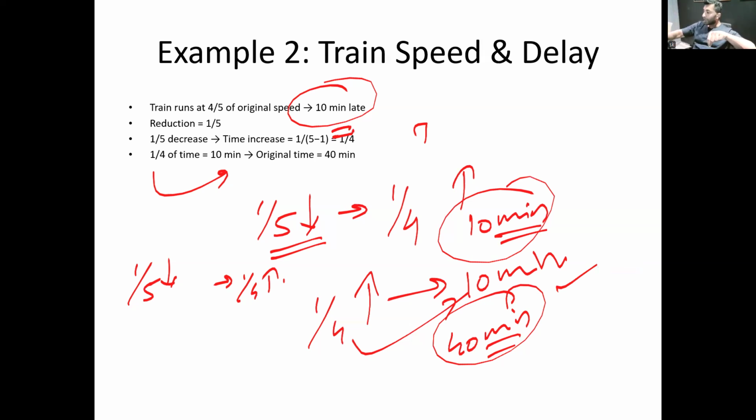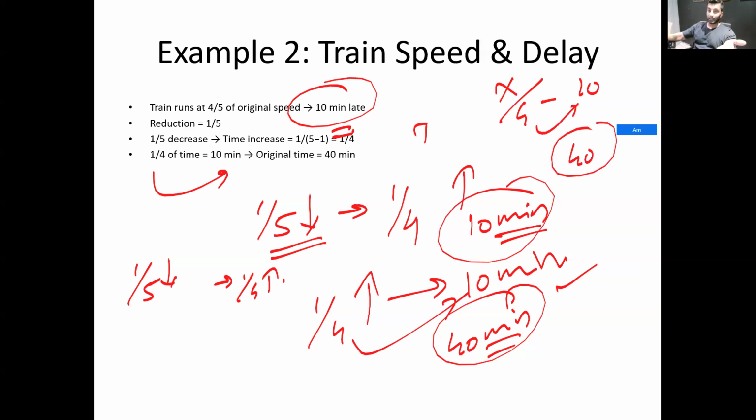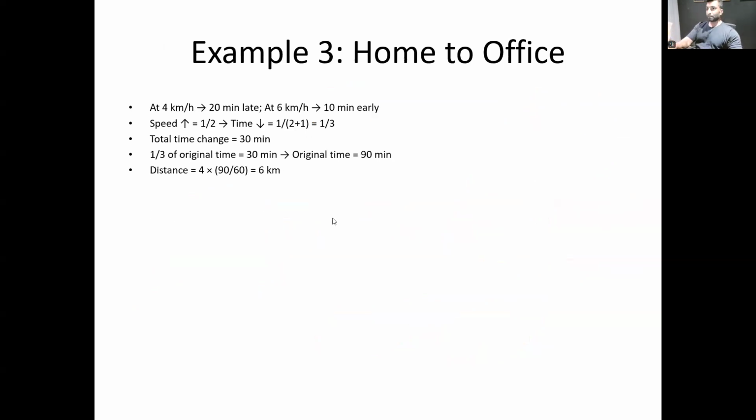So that means x divided by 4 is actually 10. I don't want to go this way, but for you to understand, I'm just writing it. So what is x? x is 40. So x is the original time. If the train is traveling at the usual speed, it will take 40 minutes. But since the speed is reduced by 1/5, it is now going to take 50 minutes. That is why 10 minutes late. Originally 40 minutes, now an extra 10 minutes, it is going to take 50 minutes. Clear? So, next one.